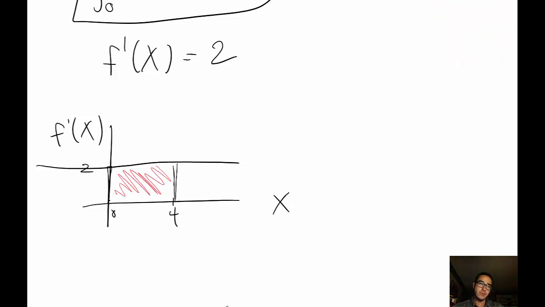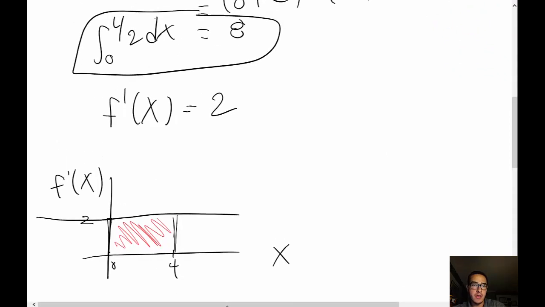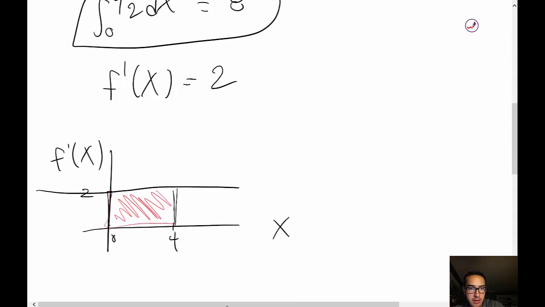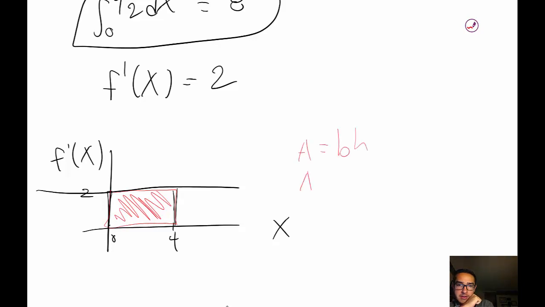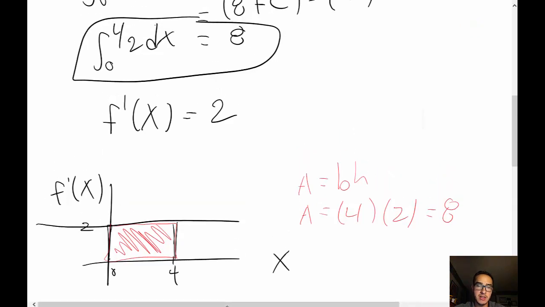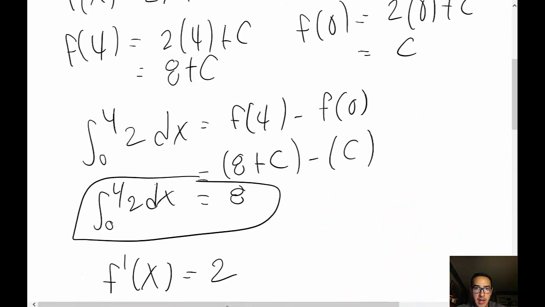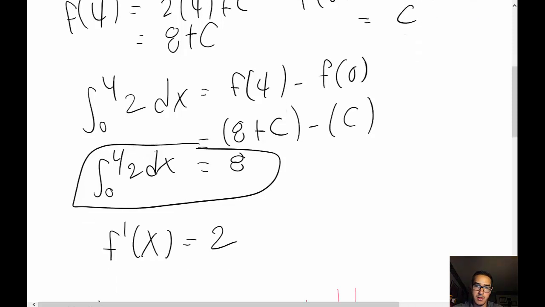Well, we know that this area here, because it's a straight line, is a rectangle. And we know that the area of a rectangle is base times height. The base is 4 and the height is 2, so we know the area equals 8. That's exactly what we got as our answer when we integrated from 0 to 4 of 2 dx.